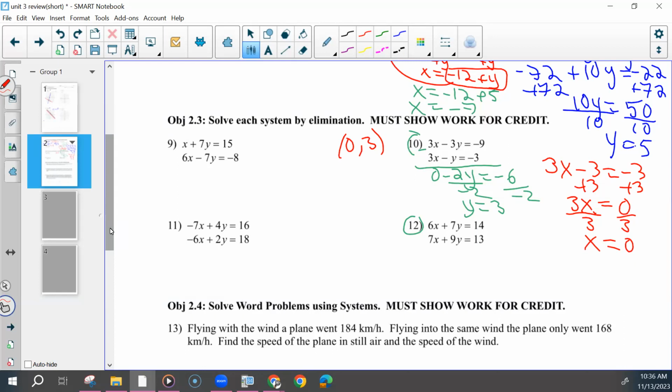Remember that at any point while you're solving by substitution or elimination, you can take this point, put it back in your x and y, and see that it equals the same thing on both sides, as a way to check this. Questions on 10 before we do 12?